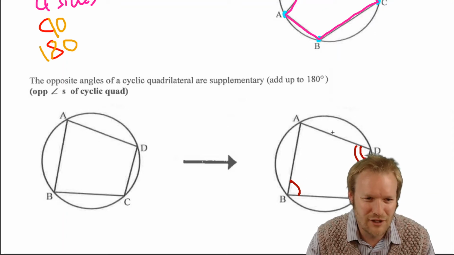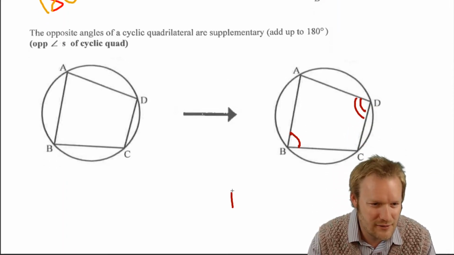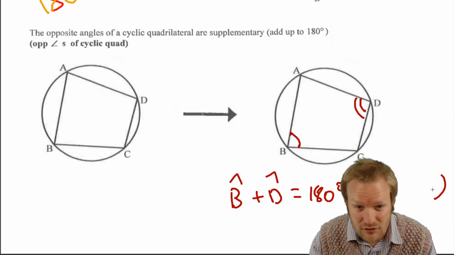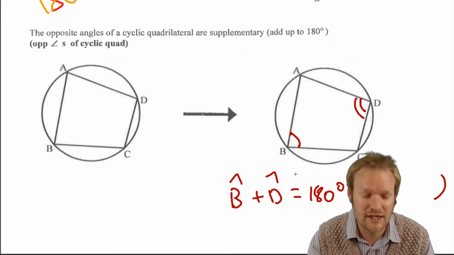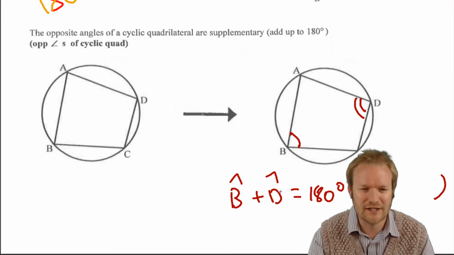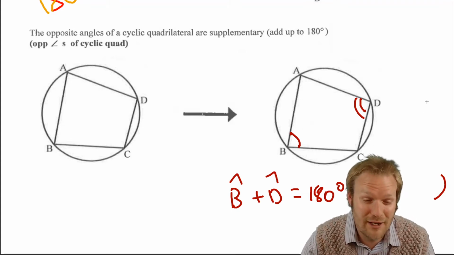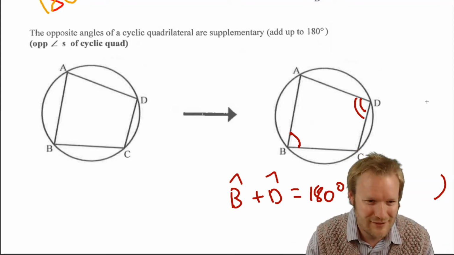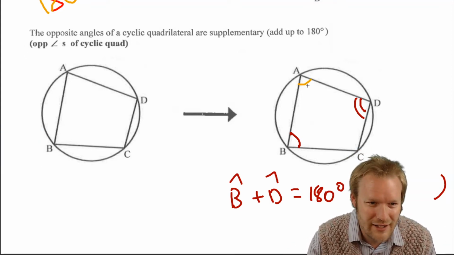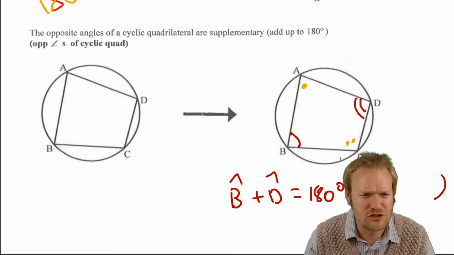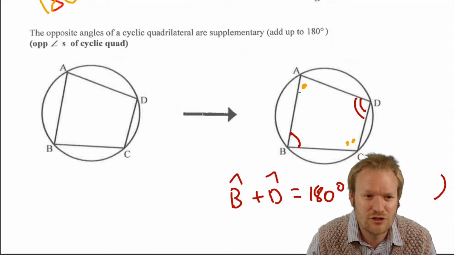So B and D, we know that if we add these, B plus D equals 180 degrees, and obviously you'd write your reason: opposite angles of cyclic quad. Let's throw in another one. What are the other two angles that when you add them up, you get 180 degrees? Well, I'm hoping that we've got A, and so this angle and this angle, when you add them up, are 180.